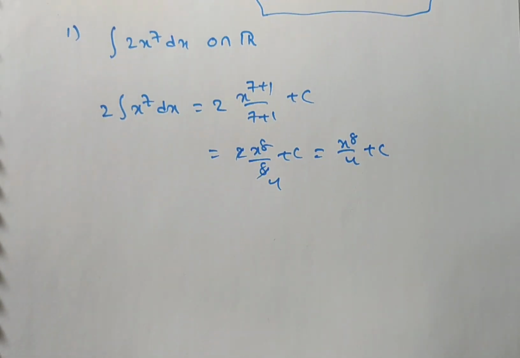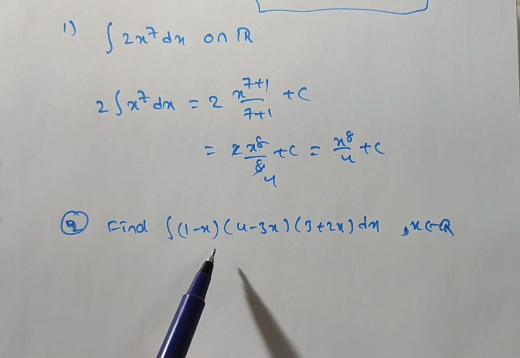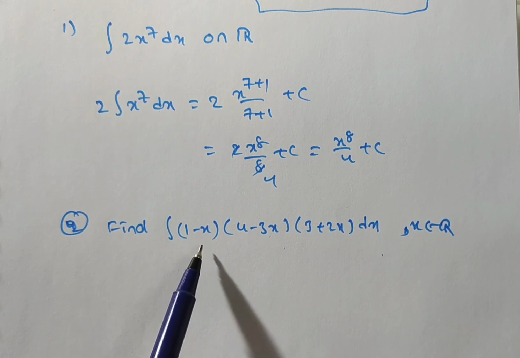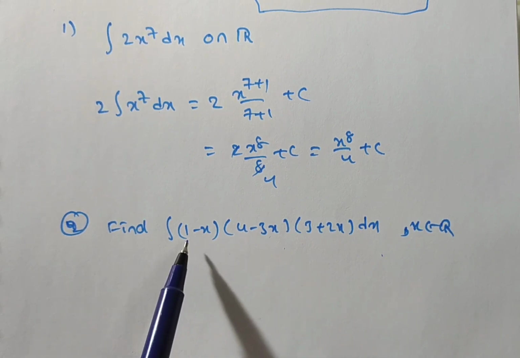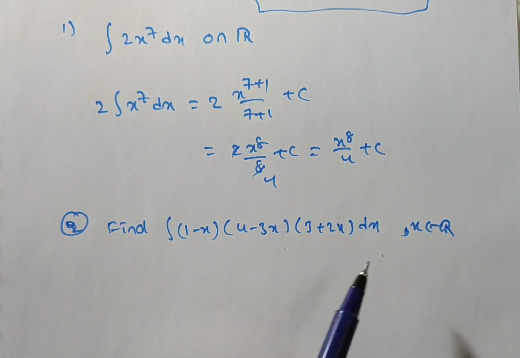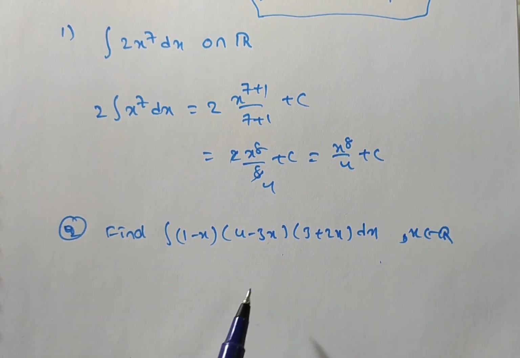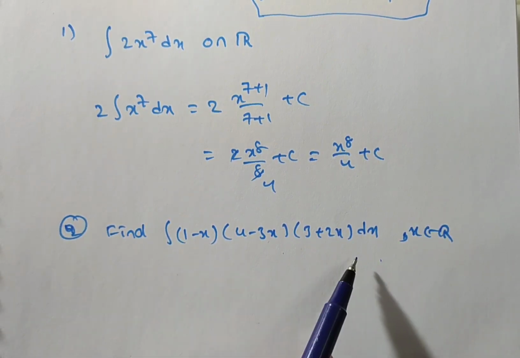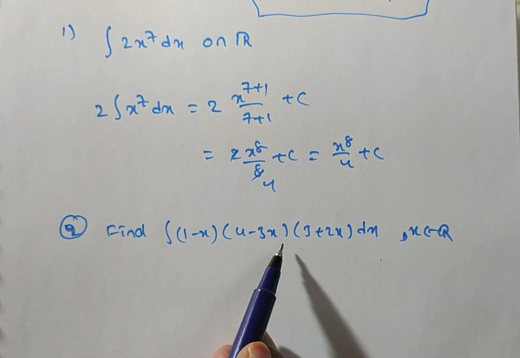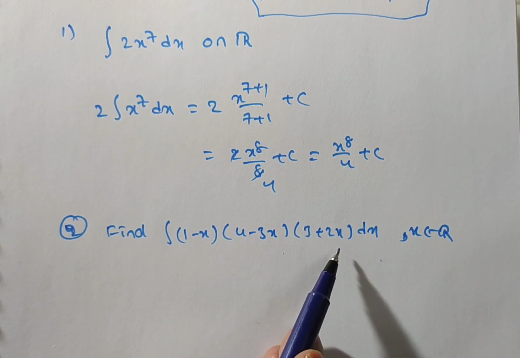And the second problem is find integral of 1 minus x into 4 minus 3x into 3 plus 2x dx. You see, are they given directly in x to the power of n form, or in algebraic form like a0 plus a1x plus a2x square plus a3x cube and so on? No, but they are given a product of linear factors, so we have to convert this into an algebraic polynomial. What is the x power here? 1, here 1, here also 1. So maximum you will get a cubic polynomial only, right?